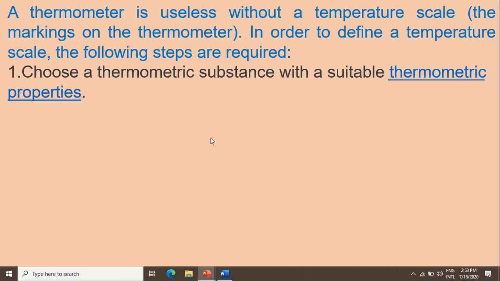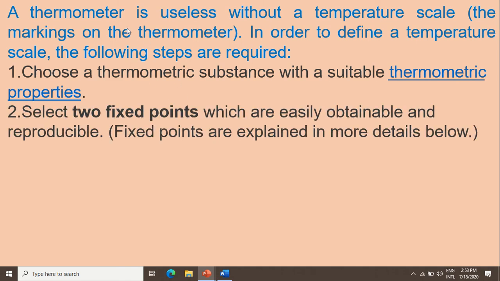How can we prepare a thermometer? A thermometer is useless without a temperature scale. In order to define a temperature scale, the following steps are required. Choose a thermometric substance with a suitable thermometric property, and select two fixed points which are easily obtainable and reproducible.